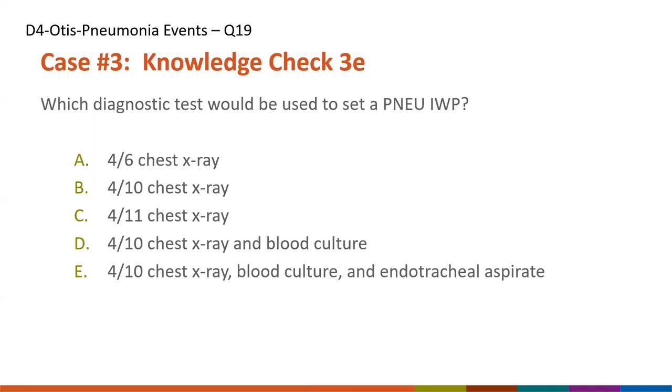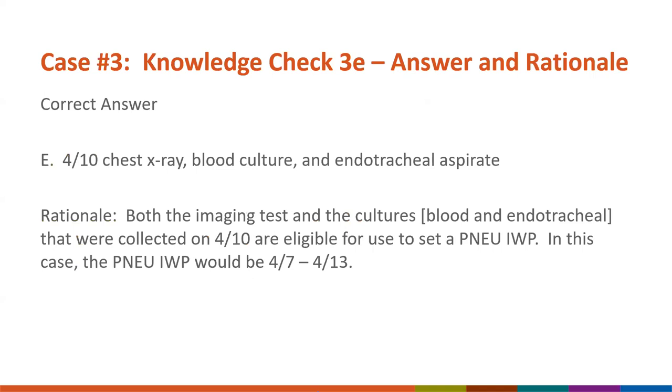Well, it looks like the majority, at 48%, are saying it's the 4-10 chest x-ray. And then we've got about 38%, just below that, saying the chest x-ray, blood culture, and endotracheal aspirate. And that is in fact the correct answer, option E. In this case, the imaging test, the blood culture, and the endotracheal aspirate cultures were all collected on 4-10, and all of these are eligible for use to set a new IWP.